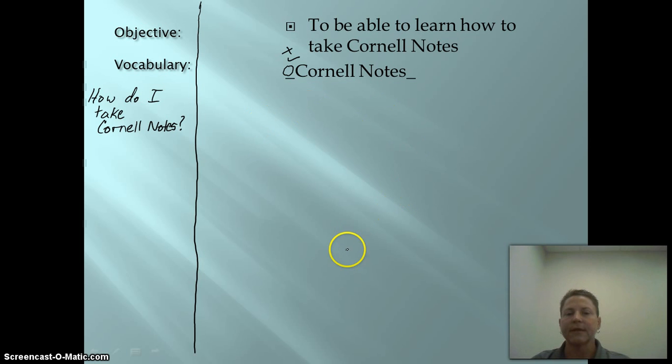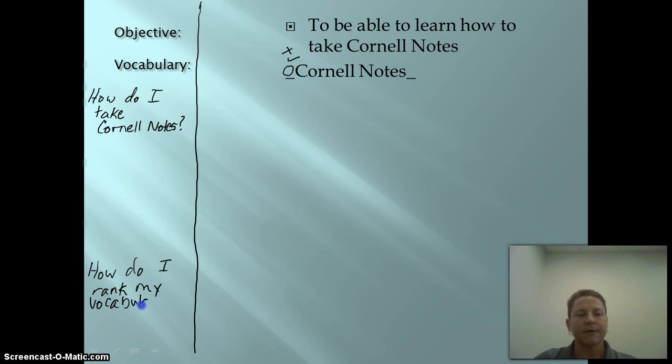Now I'm going to go through the lesson to teach you how to take Cornell Notes. The first thing you're going to learn is how to rank your vocabulary words. So maybe you want another question down here: how do I rank my vocabulary words? So that you can look back at this throughout the year in case you forget how to rank your vocabulary words as the year goes on.